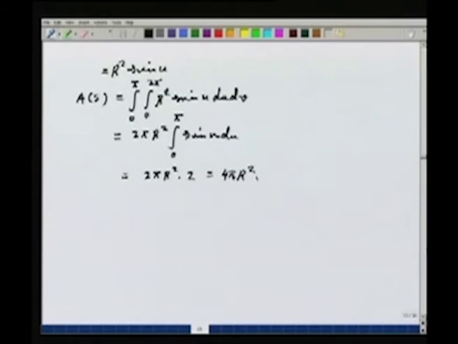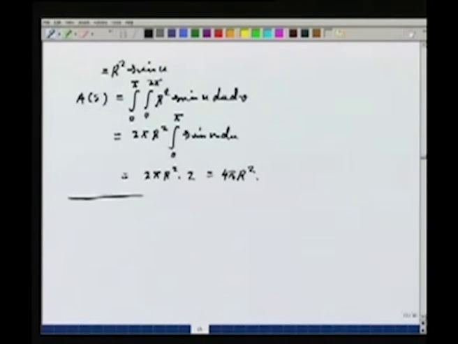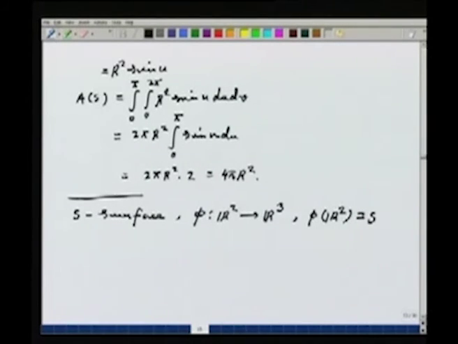So by this method also we can find the surface area of a sphere. Now after this I am going to define surface integral of functions. So suppose S is a surface, let us say it is given by the parametric representation phi. So phi is a map from R2 to R3, okay, and phi of the domain of phi, which I am calling R2, it might be some subset of R2 also, I do not care, this is my S, it is a surface.